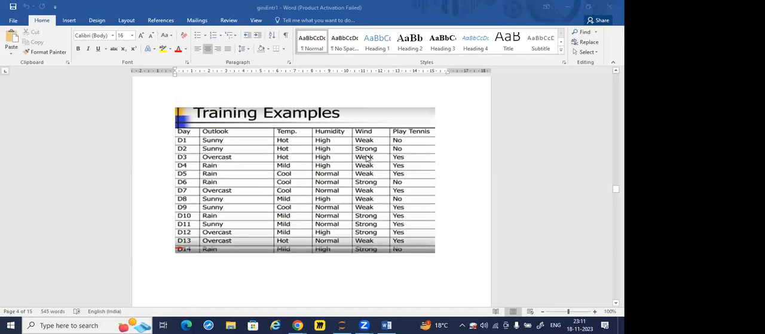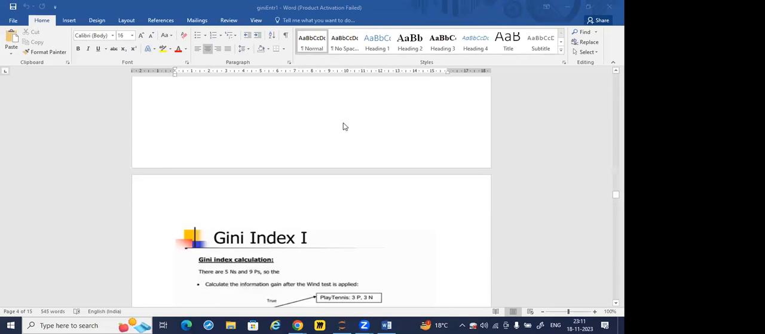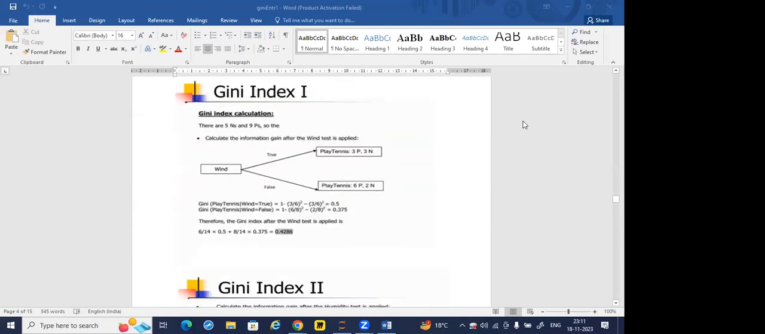This is the same example we are taking. Let's see how the things we worked with to find out the entropy change into the Gini index. On the same data set, this was the Gini index, very easy. Suppose you have a wind column, with strong wind, true, and weak wind. True is strong wind, weak is false wind.